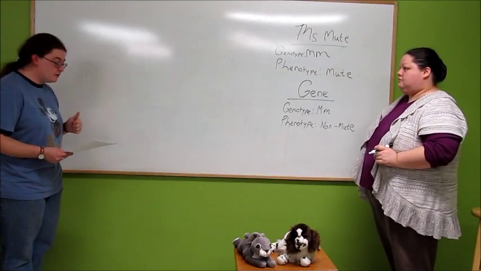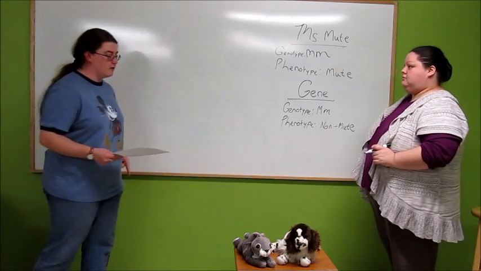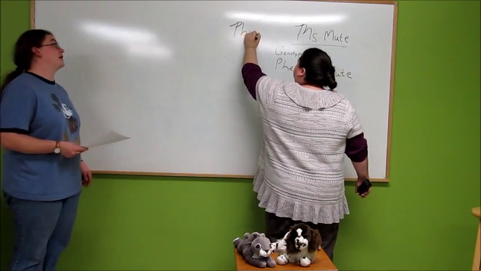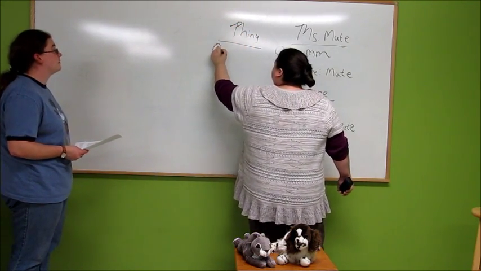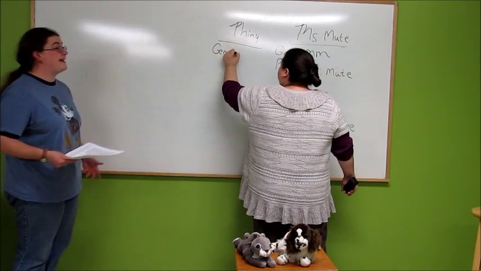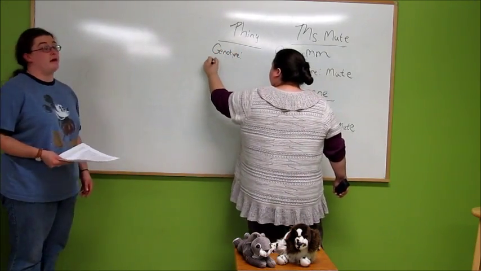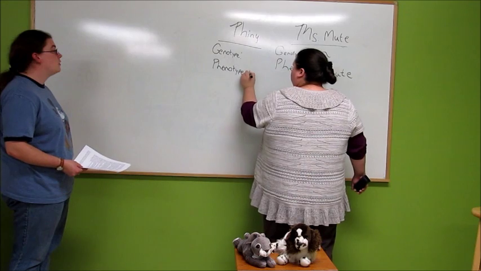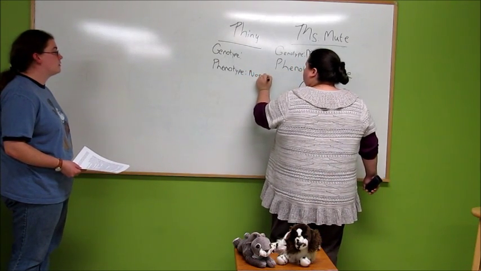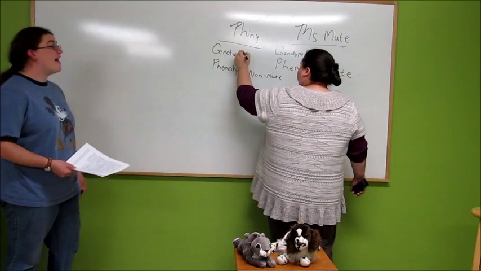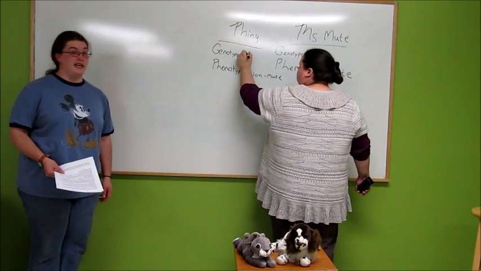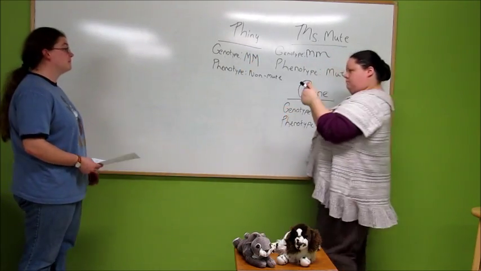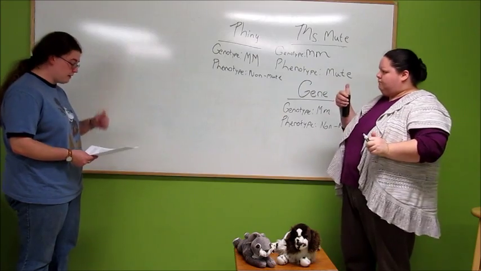Okay, great. Let's move on. Let's do Finny real quick. Finny is non-mute. That's his phenotype. We know that he has no history of mutism on either side of his family. And that implies to me that he doesn't have any little m's at all. So his genotype would be big M, big M. Make sense? Doing good so far? Great.